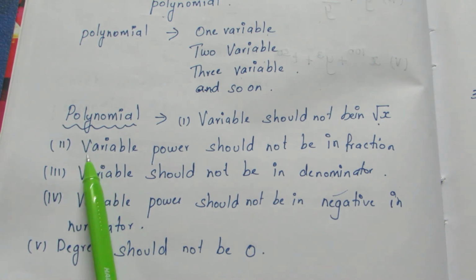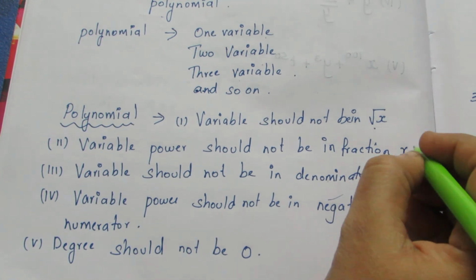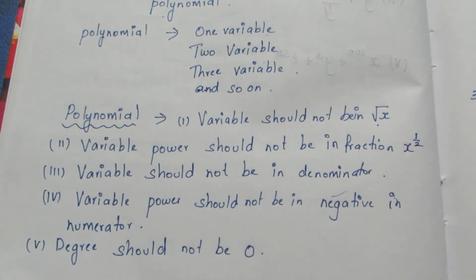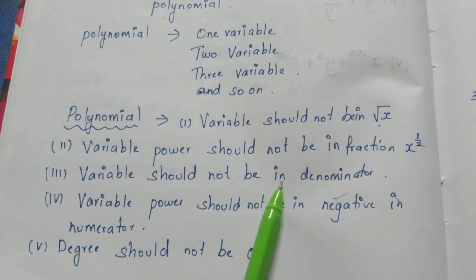The second point, the variable power should not be a fraction. For example, if there is x power 1 by 2 in an equation, then it does not form a polynomial. A polynomial should not have a fractional power of a variable. The number can have a fraction. For example, in the equation we can have root 2 or 2 power 1 by 2, but a variable should not have a power in fraction.